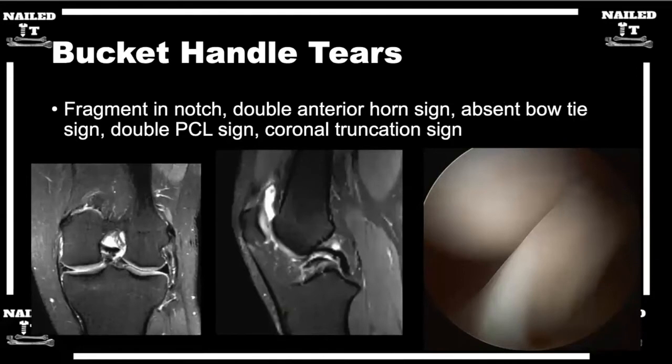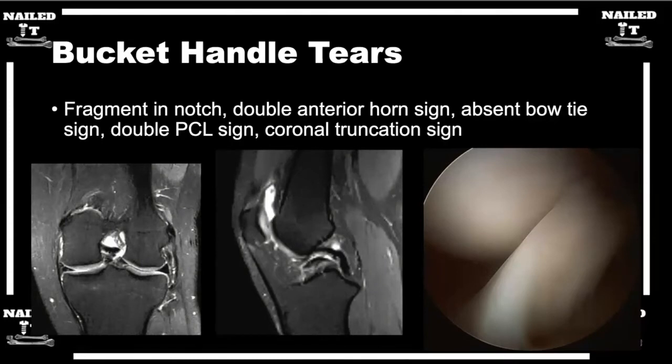So bucket handle tear obviously is a more significant injury because that tear has propagated to an extent that it's flipped out of place. From a clinical standpoint, these patients are going to look different, right? It's not just going to be rotational type pain with twisting or catching, locking type symptoms. These often come into the office with a locked knee.